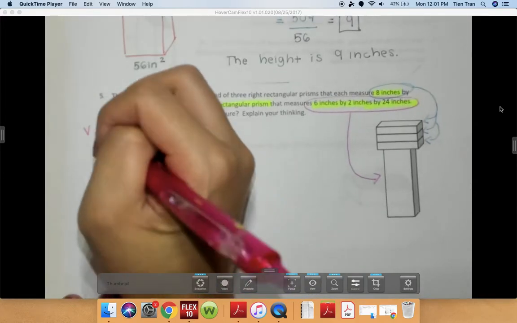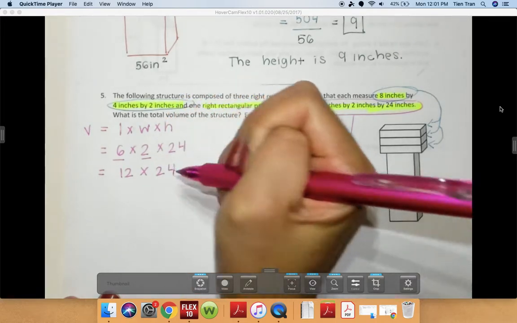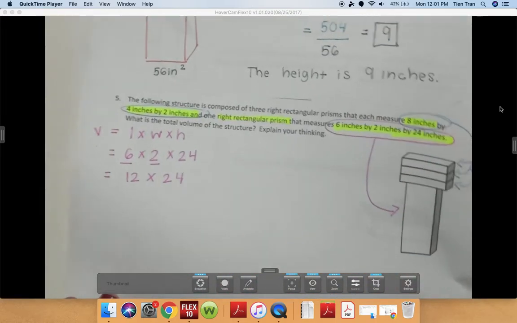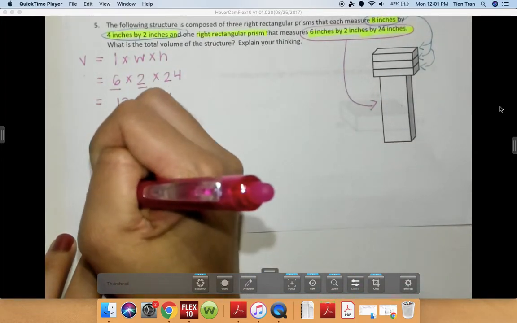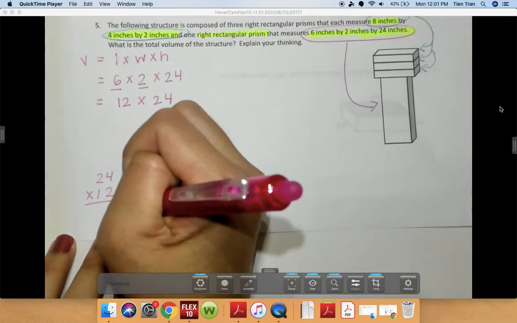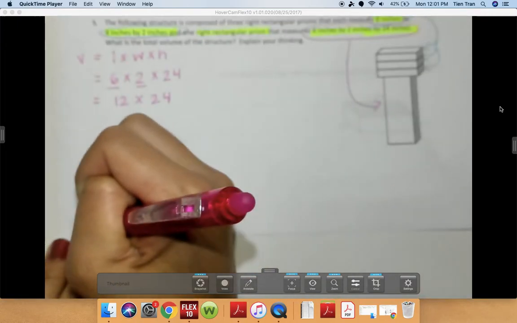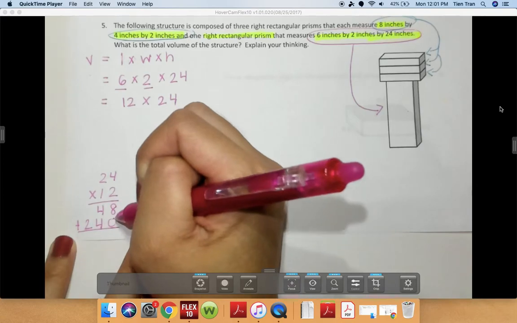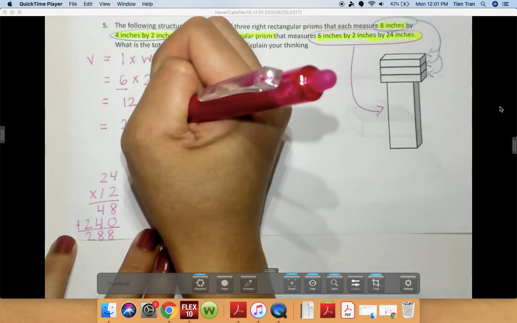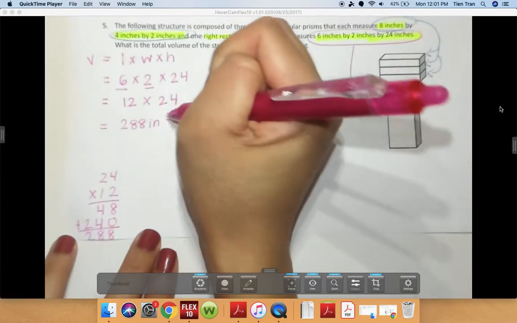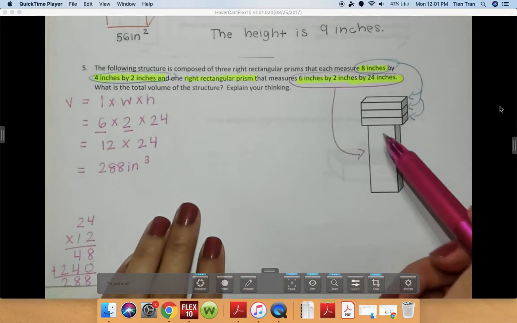Okay, I know that 6 times 2 is equal to 12, and I'm multiplying 12 times 24. Now, Ms. Tran, I might have to write that on the side, so I'm going to write it right here for you guys to see. 24 times 12. 4 times 2 is 8. 2 times 2 is 4. Bring down my 0. 1 times 4 is 4. 1 times 2 is 2. Add everything together. 8 plus 0 is 8. 4 plus 4 is 8. Bring down my 2. So I have 288 inches cubed for volume, and this is the one right here. I don't need to multiply anything else because there's only one.